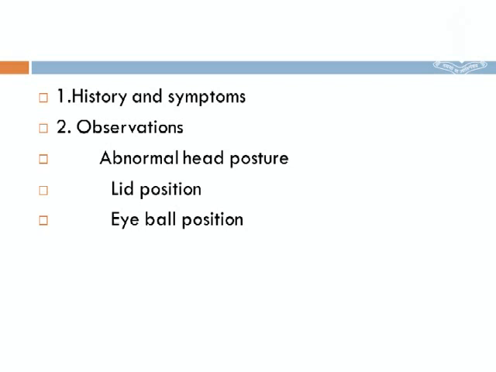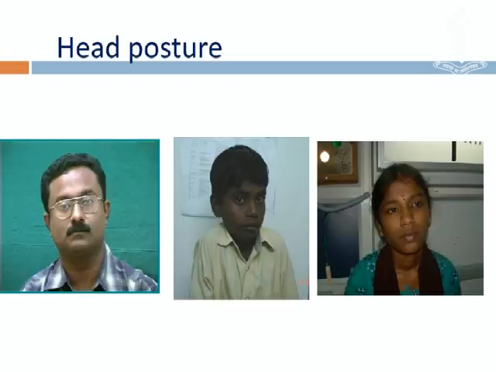The next is your observation. What is the position of the head? What is the position of the lid? What is the position of the eyeball? So the head posture can give you a clue to what the cranial nerve can be, because these are all compensatory head postures taken to relieve the double vision.